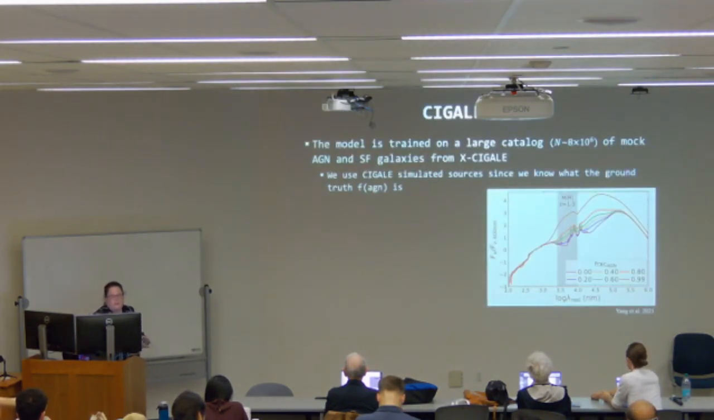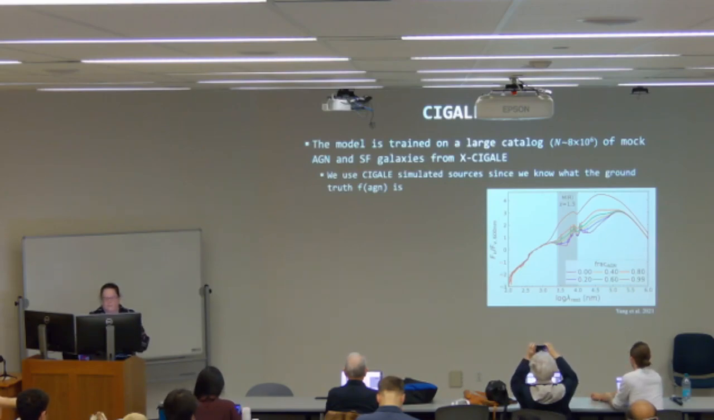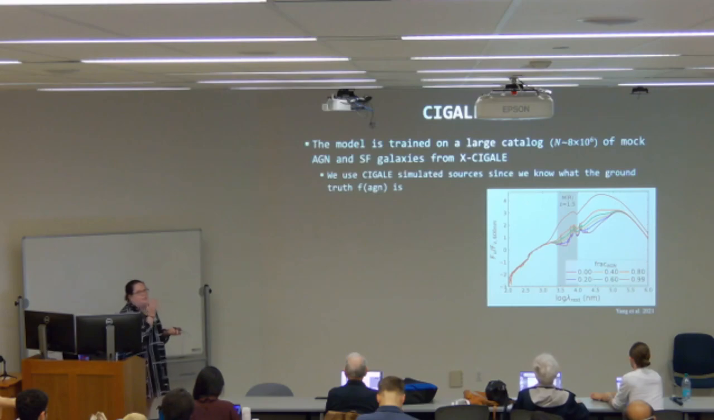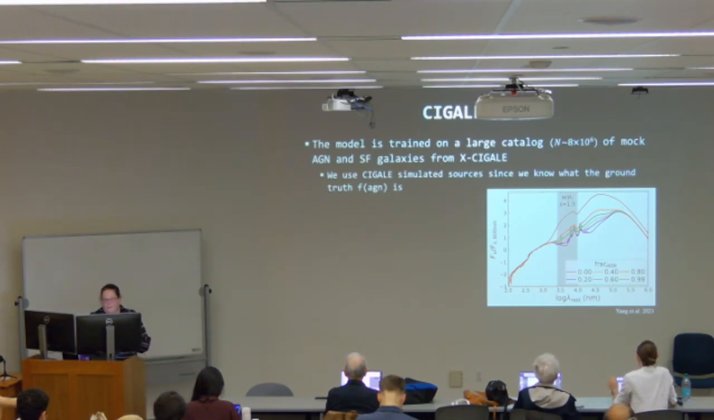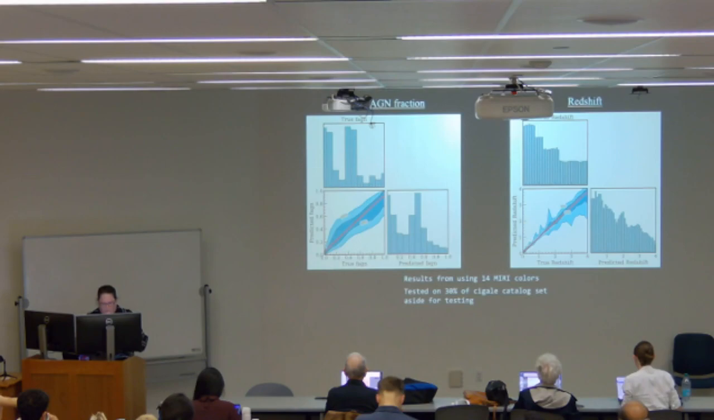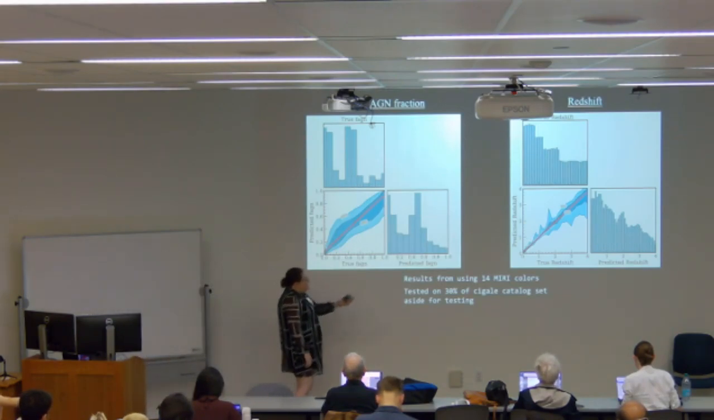So we've trained this on millions of mock observations with Segale. We set aside about 10% for testing, and then millions for training, from redshifts up to 1 up to redshift 8, and with varying AGN fractions. And then we just put in all possible MIRI color combinations and used a gradient boosting algorithm, and this is how it performs. It can actually predict a redshift really well up to redshift of 4.